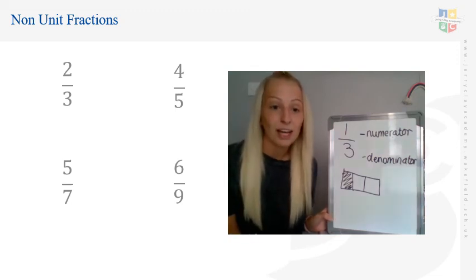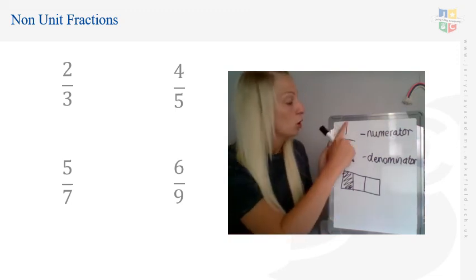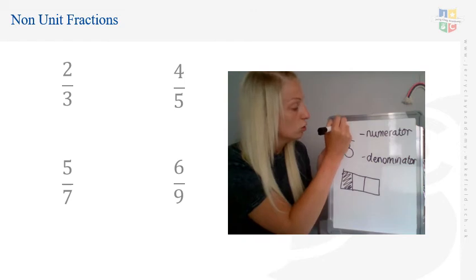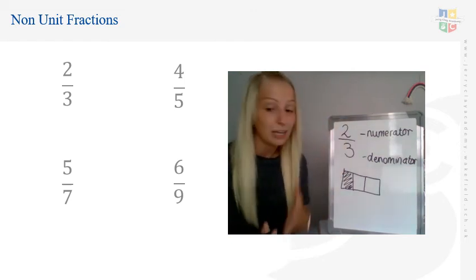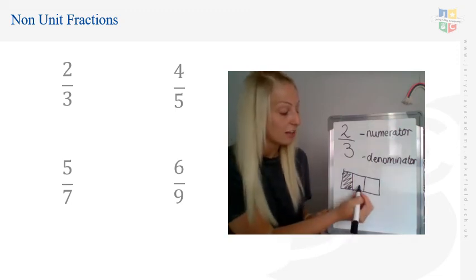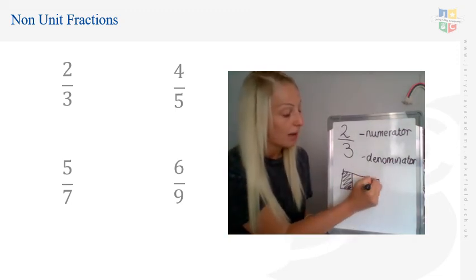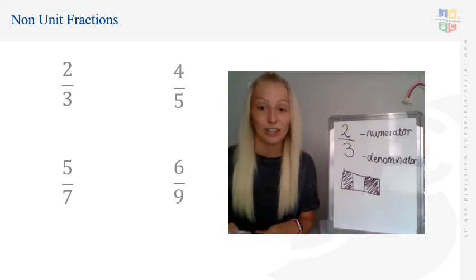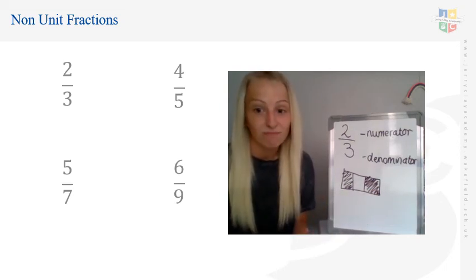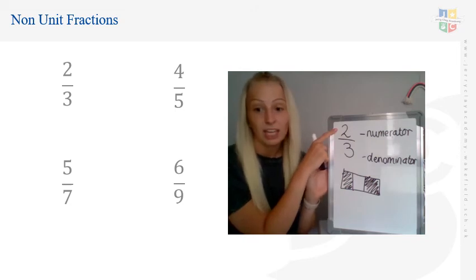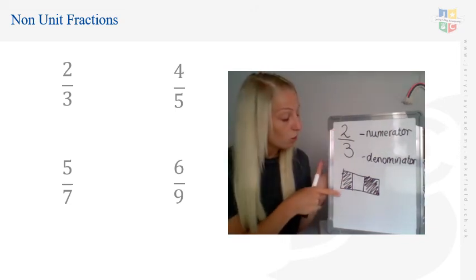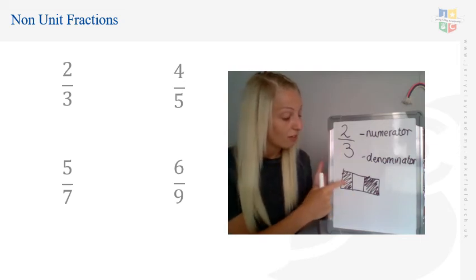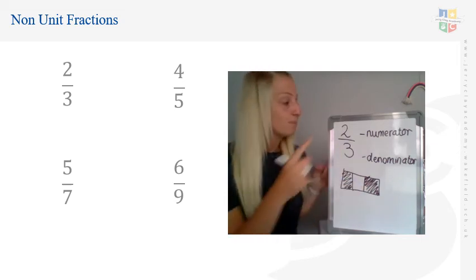However, in this fraction, 2/3, the numerator is 2, which means 2 parts need to be shaded. Now that can be any 2 parts. I could shade this part or I can shade this part. It doesn't matter as long as there are 2 parts shaded. So a non-unit fraction is when the numerator is more than 1. So it could be 2 or it could be 3. For this one, it can't be 4 because I've only got 3 equal parts.